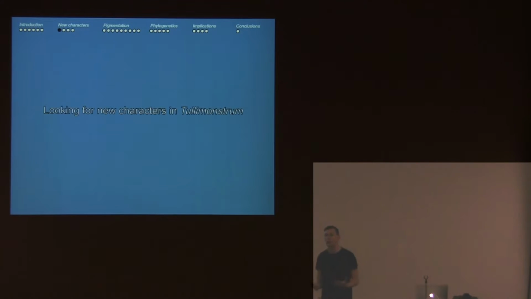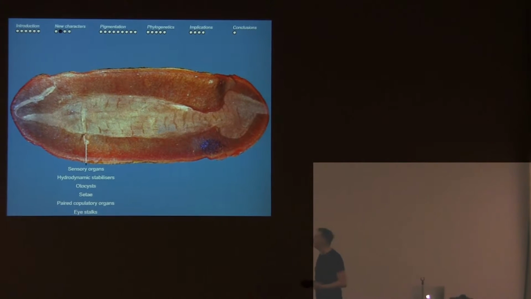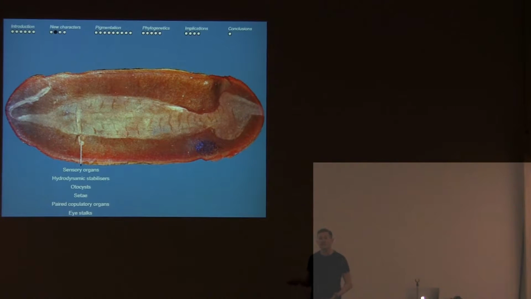And so what I wanted to do as part of my PhD project was try to work out what Tullimonstrum was by looking for new characters, but I was also really interested in looking at some of the old characters in some more detail. And the character I was most interested in were these bar organs. And in the studies I showed you earlier, they've been hypothesized to be everything from hydrodynamic stabilizers to paired copulatory organs. And there's really no consensus.